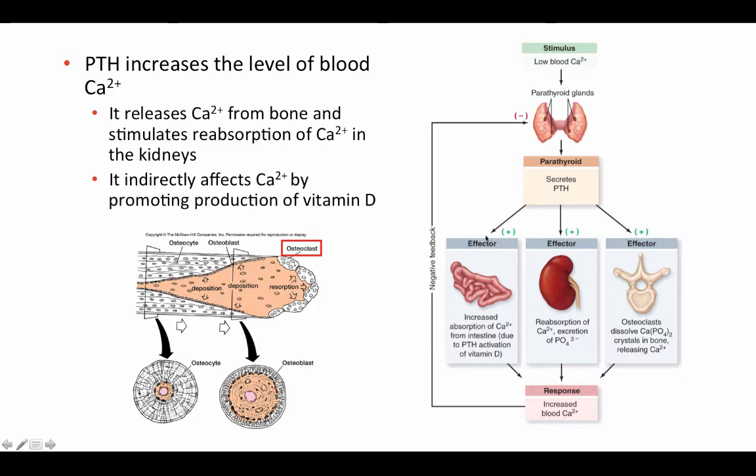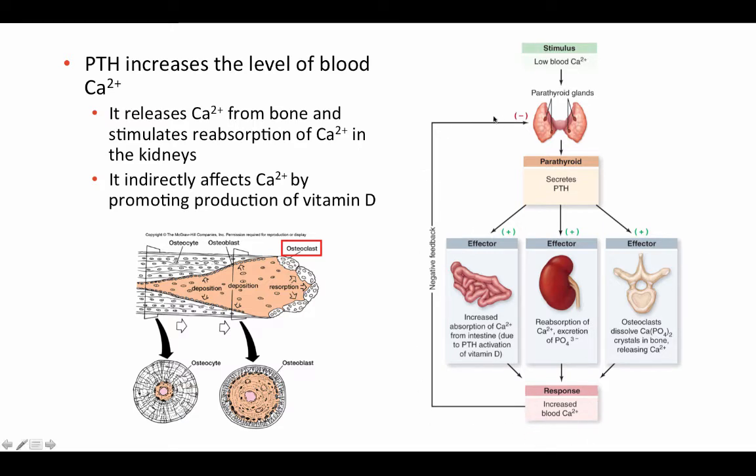It also indirectly affects calcium ion uptake by promoting the production of vitamin D. Vitamin D is going to be synthesized in an inactive form in the skin cells by exposure to sunlight and in some other ways, and parathyroid hormone is going to activate that vitamin D. Vitamin D makes it easier for the small intestine to absorb calcium ions. This is why we have vitamin D in milk, because when it accompanies the calcium, it makes that calcium absorbed more readily. So this is going to increase the circulating calcium ions in the blood.